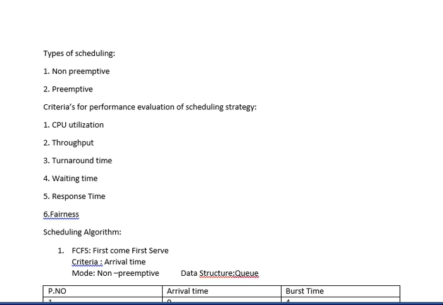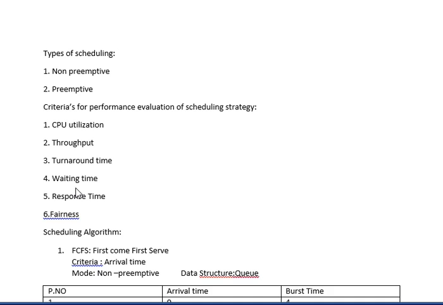So if a higher priority process and a lower priority process are in competition, a higher priority process is always given the chance for execution. Now there are various criteria for performance evaluation of scheduling strategies. I've just listed them out. The first one is CPU utilization, which is the amount of time the CPU remains busy. Second is throughput, the number of jobs processed per unit time. Third is turnaround time, the time elapsed between submission of a job to the CPU and completion of its execution.